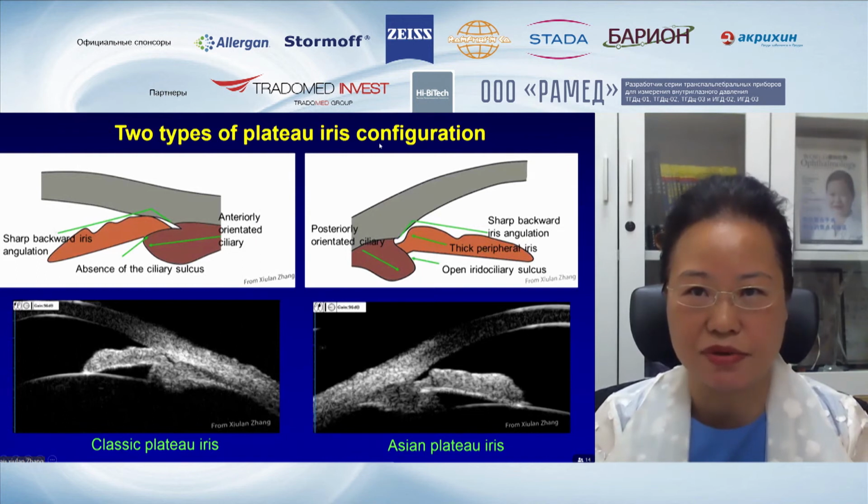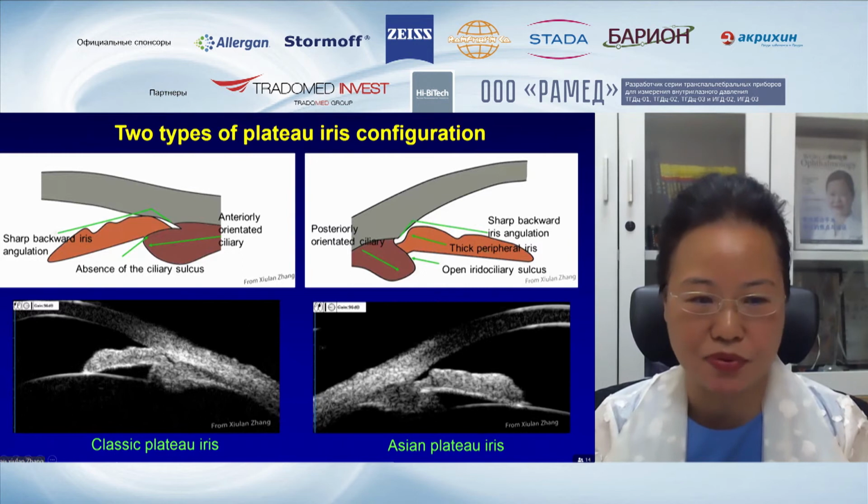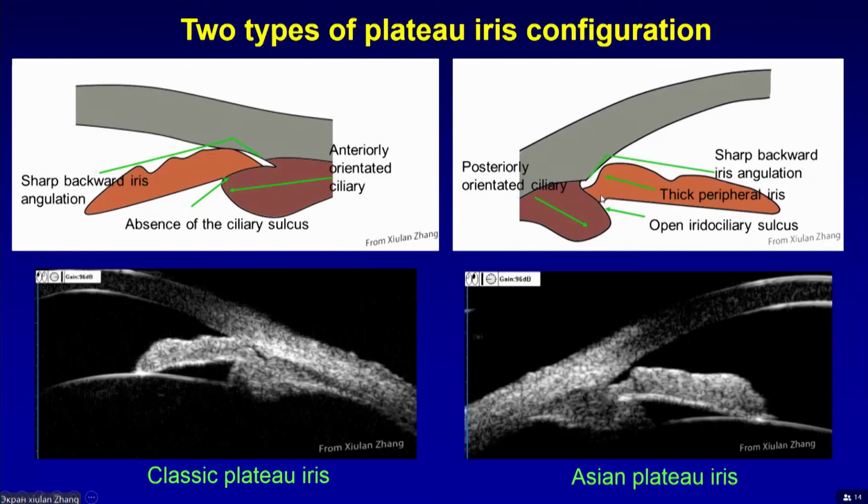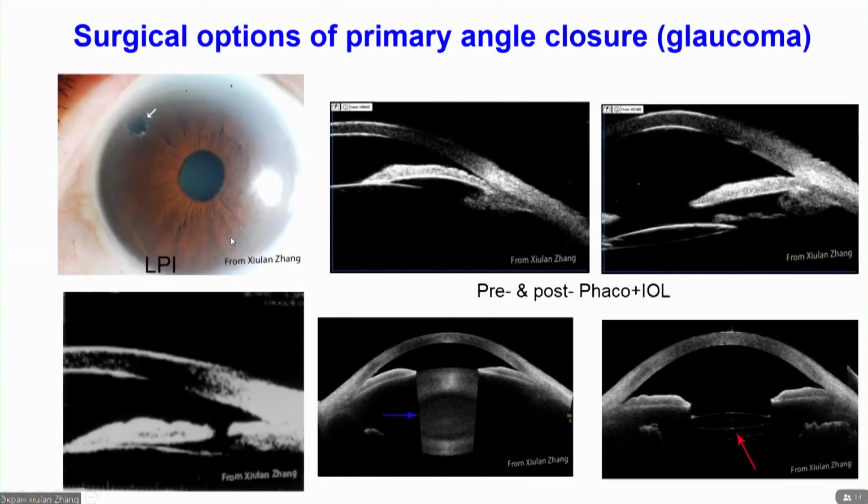Actually, for plateau iris configuration, we can get two types. One is the classic plateau iris I just mentioned, and another one is Asian plateau iris. This is different, because of the thicker peripheral iris, and the iridociliary sulcus is open.